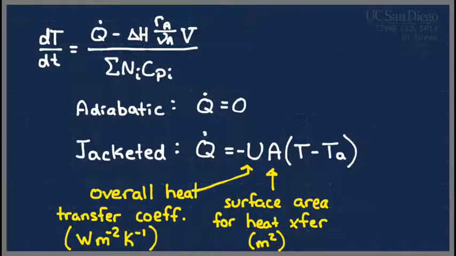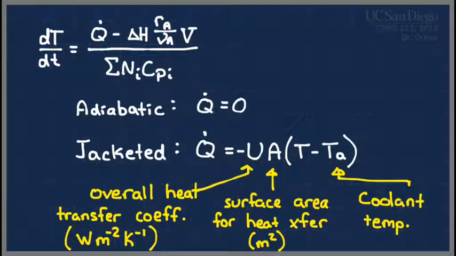And then the last one here is this TA. I don't know why they choose subscript A, but it works because nothing else has a subscript A. This is the temperature of the coolant. So that'll have units like, you know, Kelvin or Celsius or whatever it is you're dealing with.